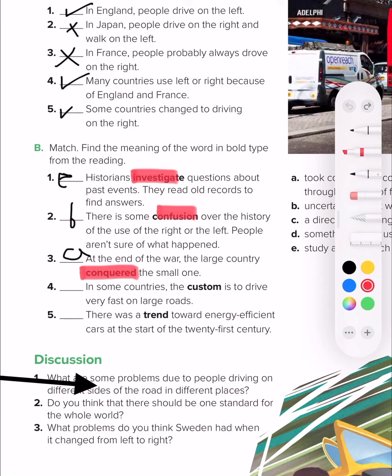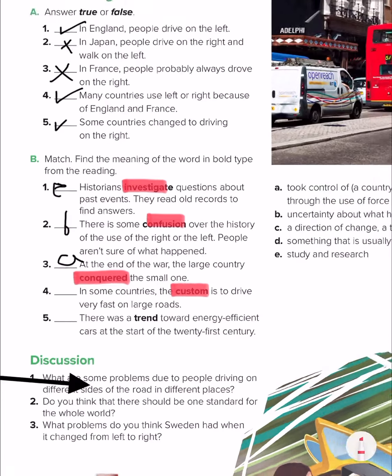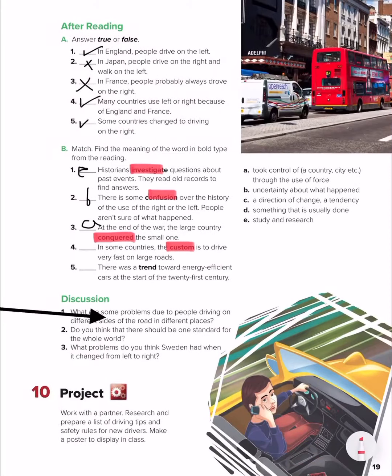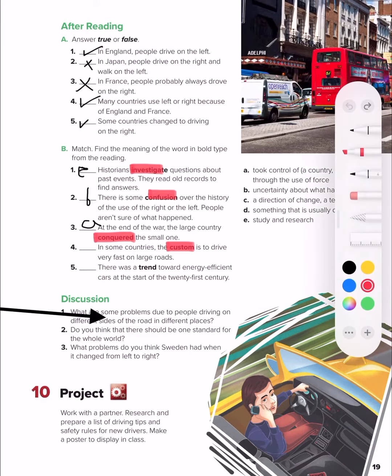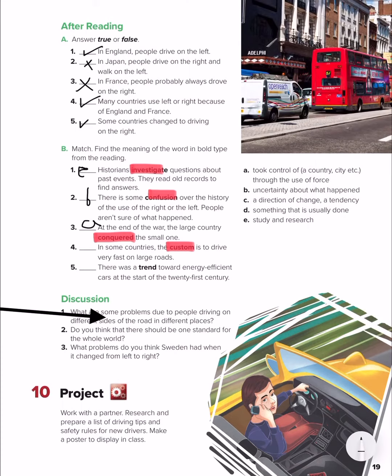Then number 4, in some countries the custom is to drive very fast on large roads. So what does custom mean here? It means something that is usually done. So custom is like a tradition, something that everyone does. Okay, so of course it will be D. Okay, this is a D.